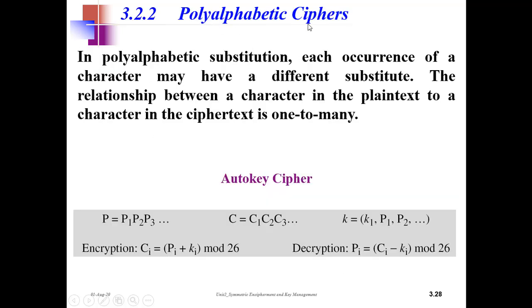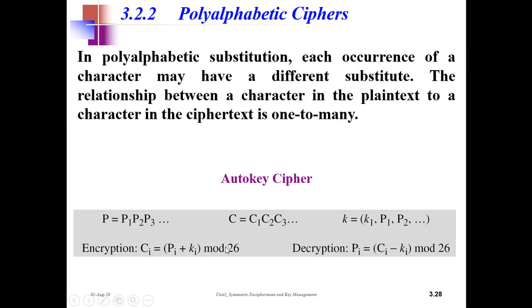Next is the polyalphabetic cipher. What is a polyalphabetic cipher? Here each occurrence of a character may have a different substitute. So the relationship between a character in the plain text and a character in the ciphertext is one to many. What was it in monoalphabetic? It was one to one, right? The first type of polyalphabetic cipher is the autokey cipher.